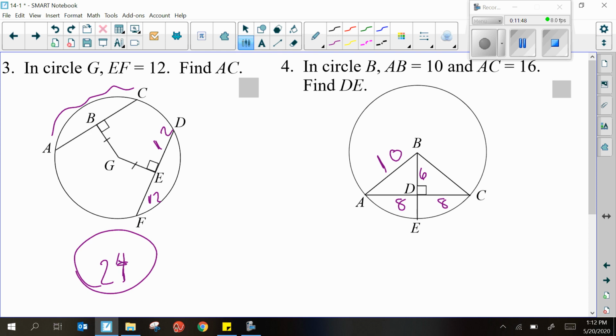And now the question wanted DE, that's this piece right here. Well, the radius is 10. Remember they gave it to me up here? So that means that DE must be 4. I don't know what is going on with my pen, but it is not working. So we'll use my finger, 4. DE is 4. All right, moving on.